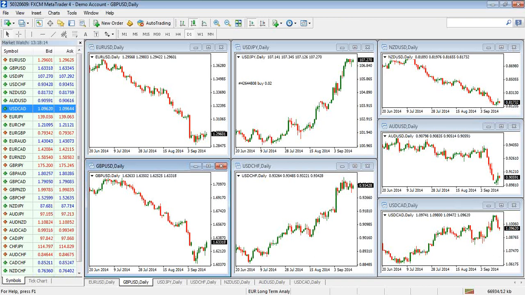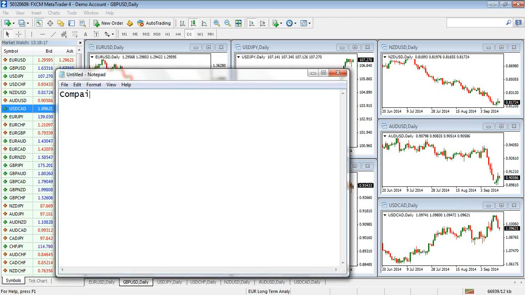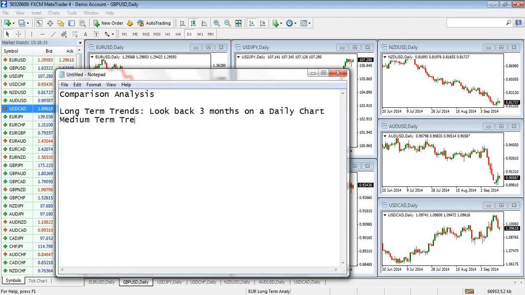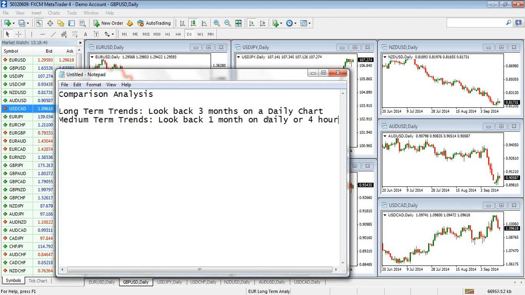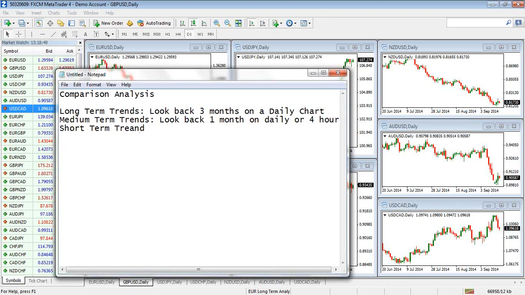Here, I'll write this down for you. As far as comparison analysis, for long-term trends, I'll look back 3 months on a daily chart. For medium-term trends, if I want to know what the swing trends have been, I'll generally look back 1 month on a daily or 4-hour chart. And then for short-term trends, I'll look back 1 week on a 1-hour chart.